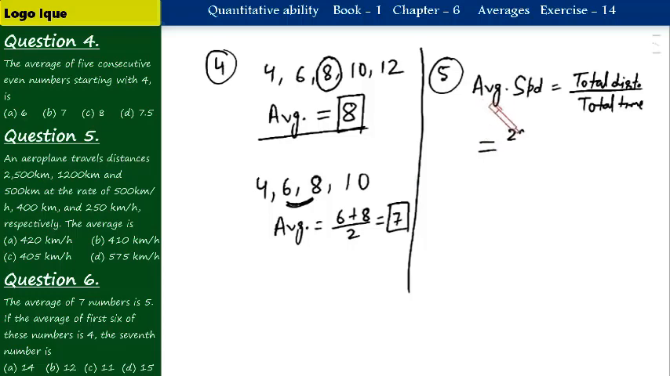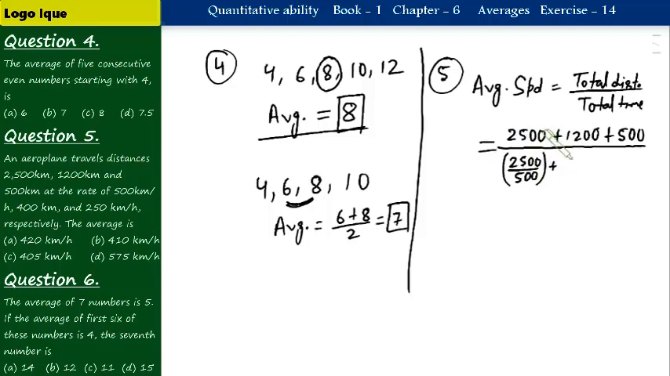Now, total distance will be 2500 plus 1200 plus 500, whole divided by the times. The times are not given. We have to calculate the times. Okay. Now, the first distance of 2500 is covered at a speed of 500 kilometers per hour. So, time taken will be, we know that time is equal to distance by speed. So, first time will be 2500 divided by 500.